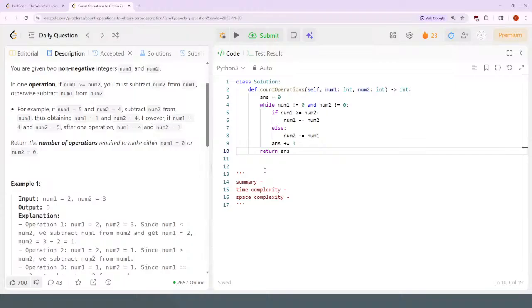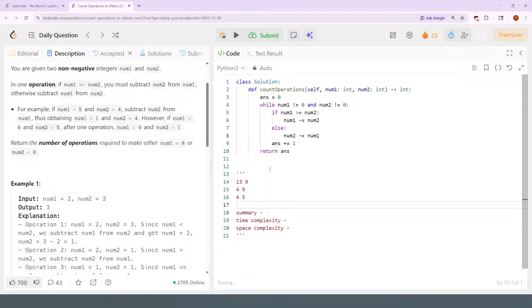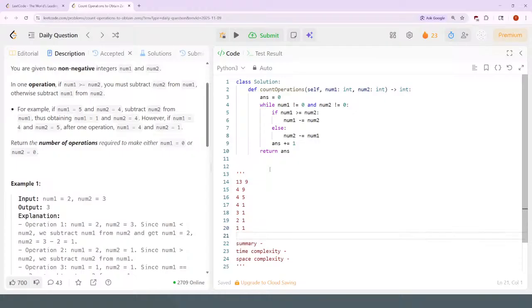Okay, let's say it's two random numbers. Let's say 13, 9. So it'd be 13, no, it would be 4, 9, which would lead to 4, 5, which would make it 4, 1, which would become 3, 1, 2, 1, 1, 1, 1, 0. Okay. Or 0, 1, either of those.